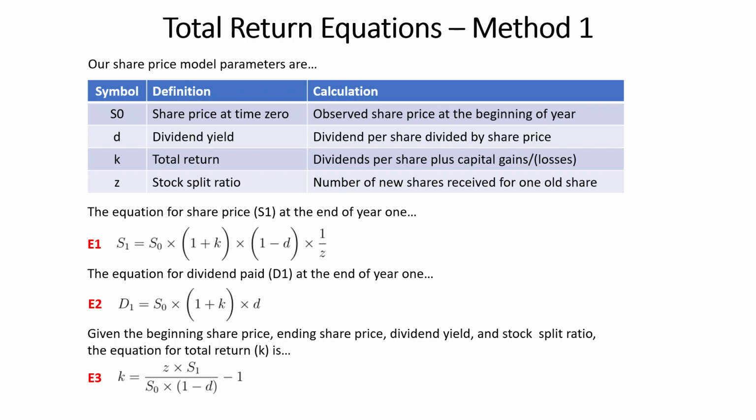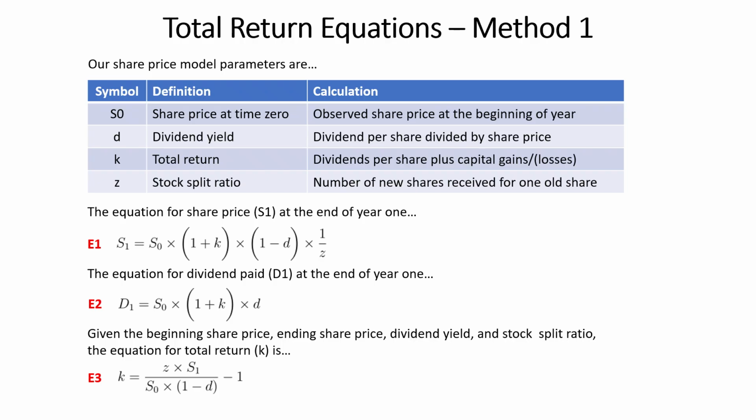The first equation we want to look at is E1. This accounts for what happens over a year: we have a share price at the beginning of the year and a share price at the end of the year. What happens within that time period? So E1 is the equation for share price. It says share price at time 1, so that's the share price at the end of year 1, equals share price at time 0, which is the beginning of year 1, times 1 plus K. Remember that K is the total return, times 1 minus D. D is the dividend yield, times 1 over Z, which is the stock split ratio.